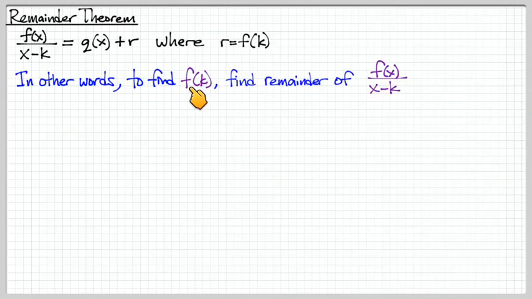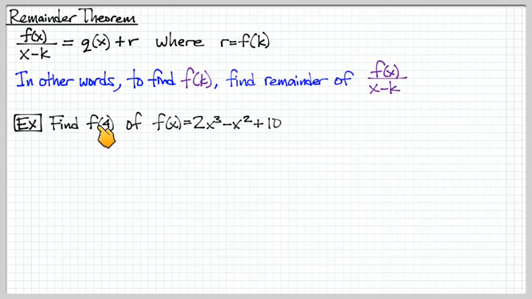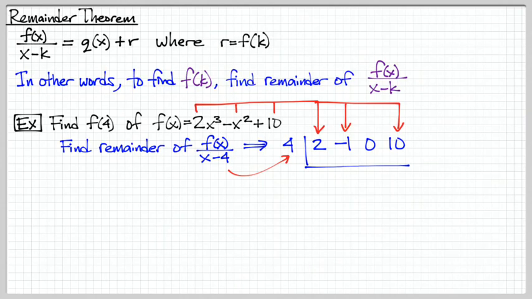If I want to evaluate a function at some number k, one other method I can use is to find the remainder of this division, the polynomial divided by x minus k, and I can use synthetic division in order to find the remainder. So here, f of 4. What's f of 4 of this function? Well, traditionally we would just plug in 4 here and figure it out. The other way we can do it is to figure out the remainder of this polynomial divided by x minus 4. And we can do that by setting up a synthetic division.